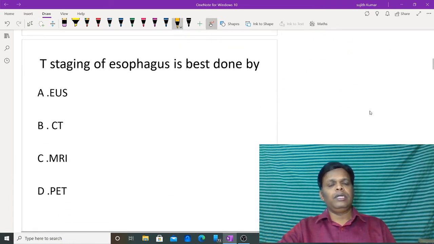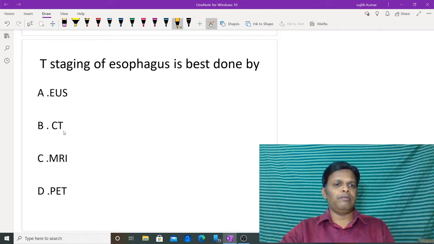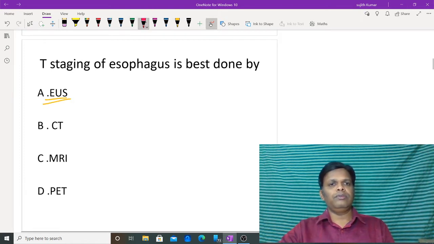Okay, next one. T staging of the esophagus is best done by? Options are EUS, CT, MRI, PET. The answer for this question is EUS. So what is EUS? EUS is endoscopic ultrasound.